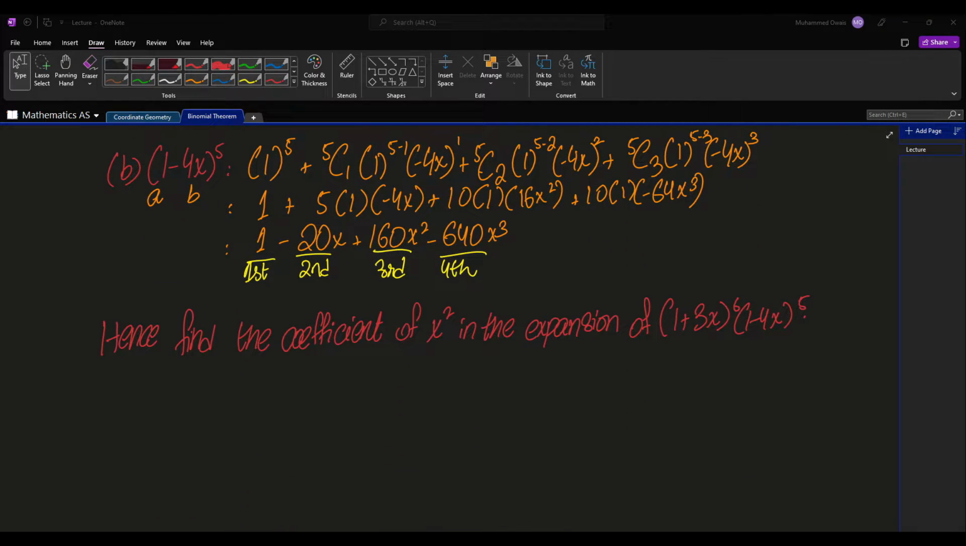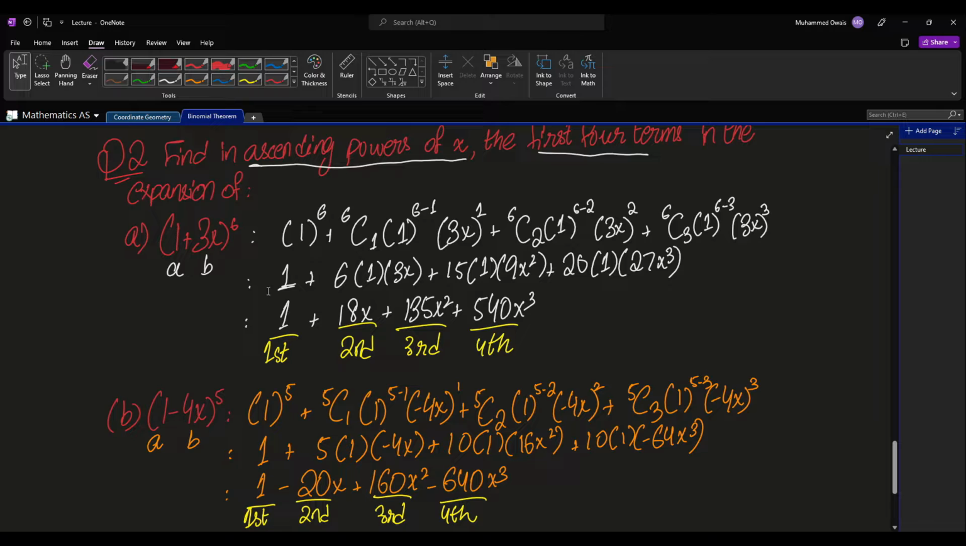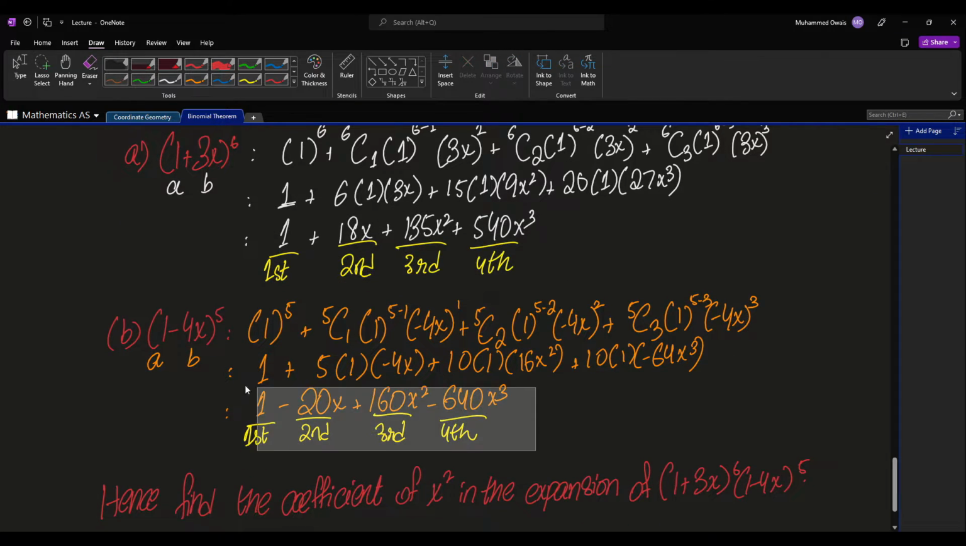Alright then, to do the second part of this question. Now then, basically this time it is asking us to find the coefficient of x square in the expansion when we multiply both of these. Basically when we multiply the expansion of 1 plus 3x powered 6 and 1 minus 4x powered 5. When you multiply both of their expansions, we need to find the coefficient of x square when you multiply these. So what I need to do is basically multiply this with this.